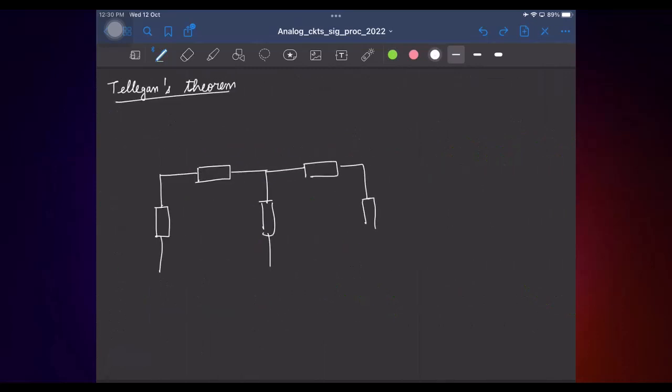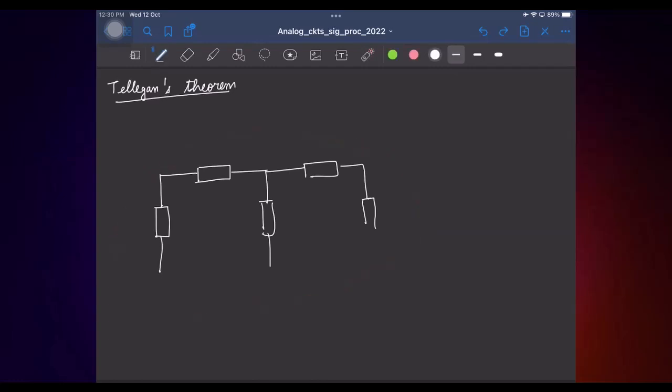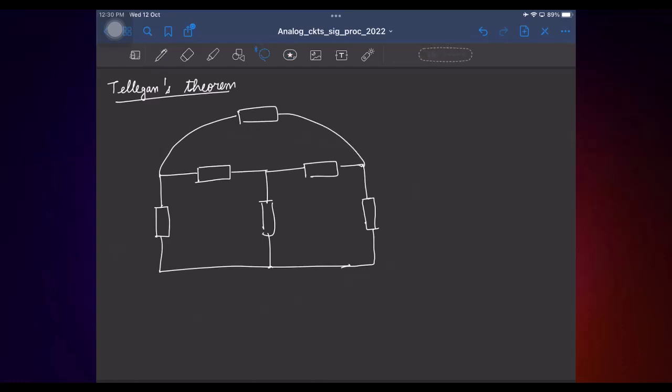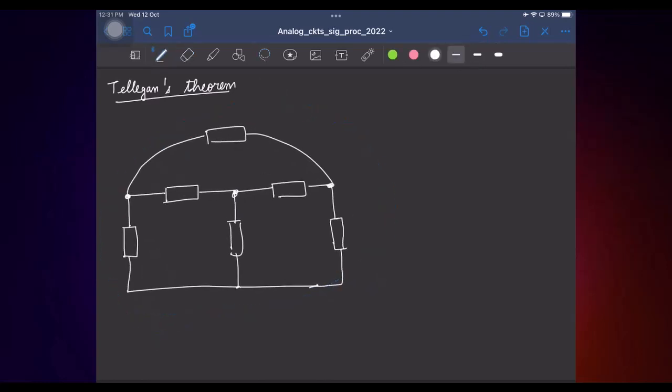Okay, so we'll probably discuss it later. But for now, let's look at this random network that I have drawn. This is some network, and the elements that are used can be linear, non-linear, time invariant, time varying, anything you want. As long as it is a lumped electrical network where KCL and KVL are valid, you can use this theorem.